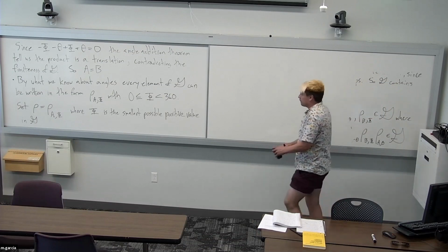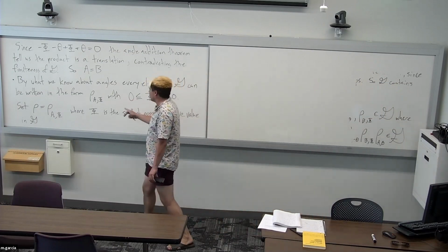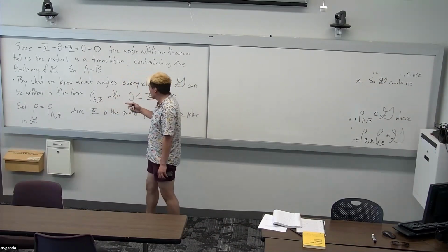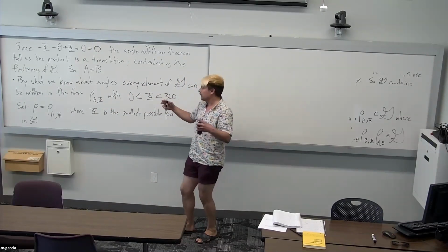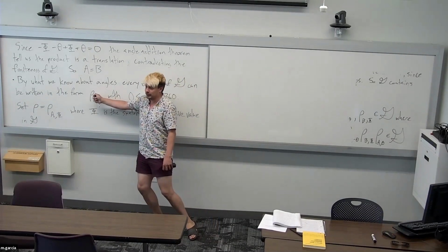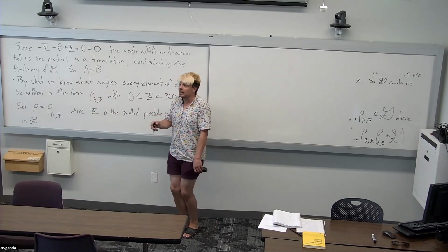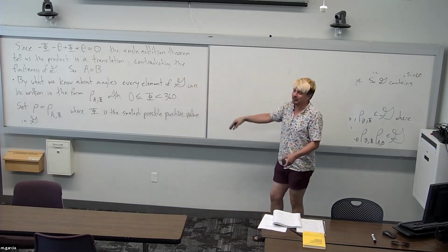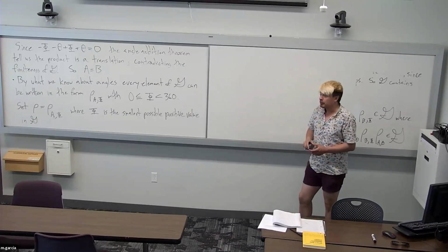We agree that we can write every element of G in the form rho sub a comma phi for some phi between 0 and 360. And since there's only a finite number of possible phis, one of them has to be the least. It's not constructive in any way. I'm not telling you how to find the least, just that it exists.